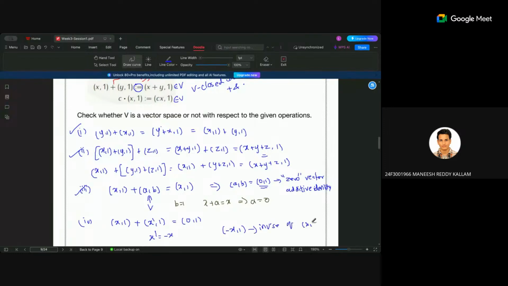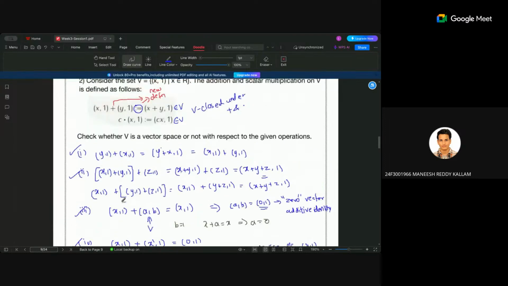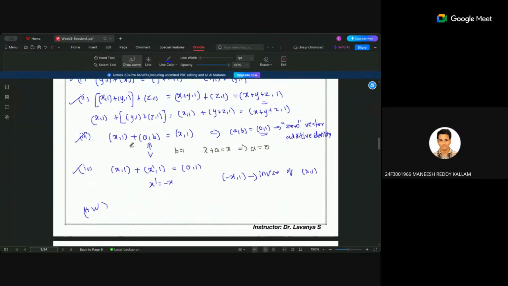We are running out of time, so I'm giving the remaining properties as homework, which are quite simple to do. These were the crucial parts here. We did that, and the remaining are quite simple. I hope you can do that. Okay, so we are moving to the next question. So far, are you with me?